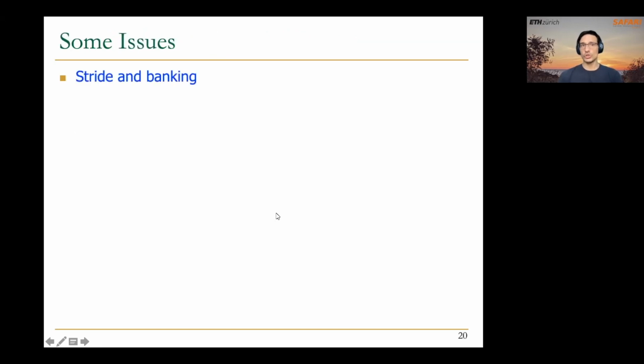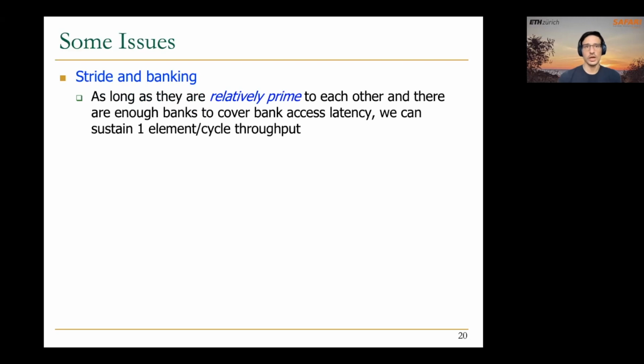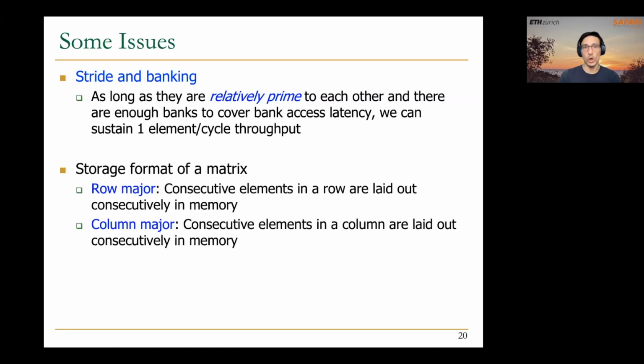Okay, there are some issues with the stride and banking, as we are going to discuss, because if we want to have, let's say, the perfect access to the bank memory and the maximum throughput or the maximum bandwidth of one element per cycle, we need to have a stride and number of banks that are relatively prime. And what that means is that they don't have common multiples, because if they have common multiples, then we will have bank conflicts.